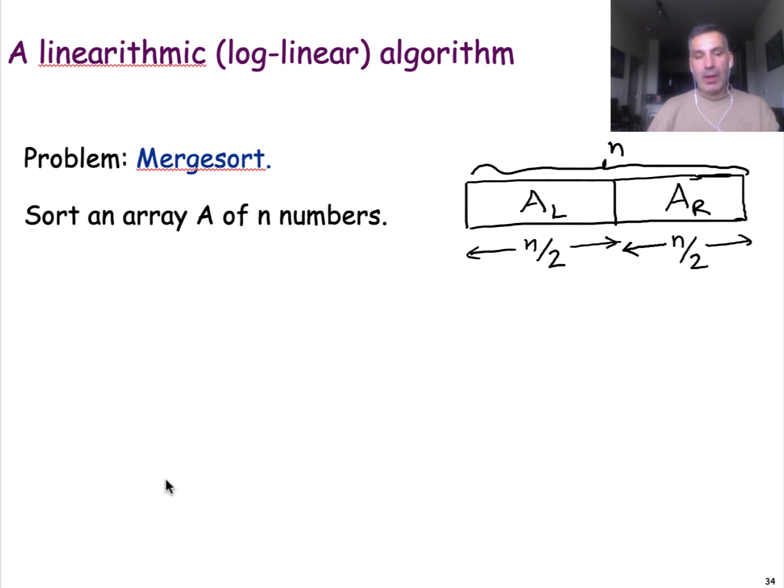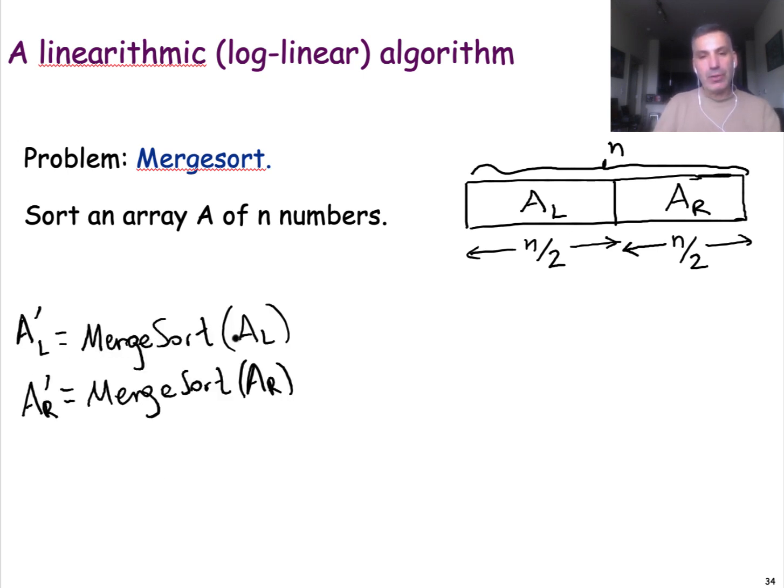Okay, let's now switch to merge sort, which is a very well-known algorithm for sorting an array of n numbers. So we call merge sort in each of the 2 halves of the original array. AL prime is the sorted version of the left half, and AR prime is the sorted version of the right half. And then the only thing we need to do is to merge these 2 sorted arrays.